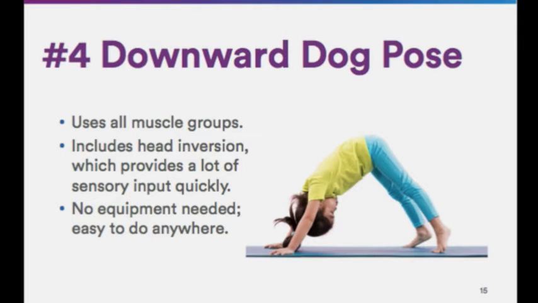The next exercise would be a downward dog pose. This is really a yoga pose that many people who do yoga are familiar with, but it's a great activity because it uses all muscle groups and it also includes head inversion. So it provides a lot of sensory input pretty quickly as kids are balancing on their hands and feet and then dropping their head below. Again, you don't need equipment. And for some of these poses, I would suggest encouraging kids to hold for 10 seconds.